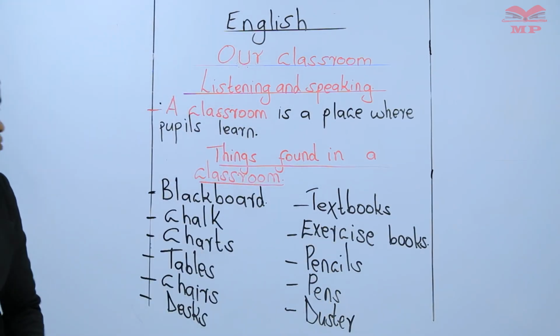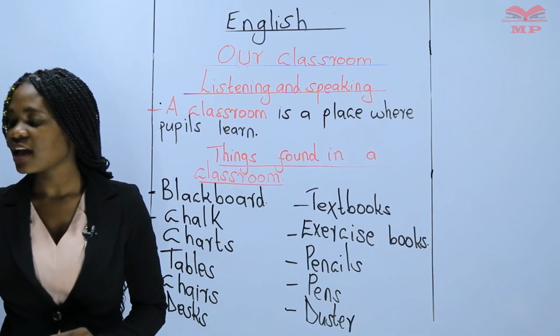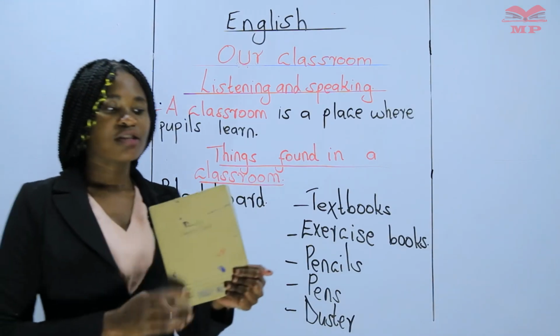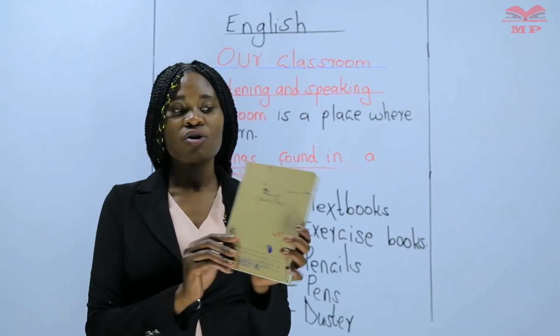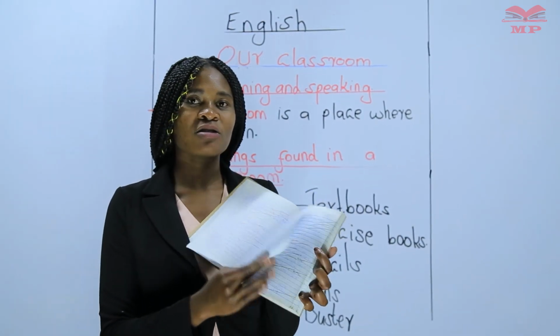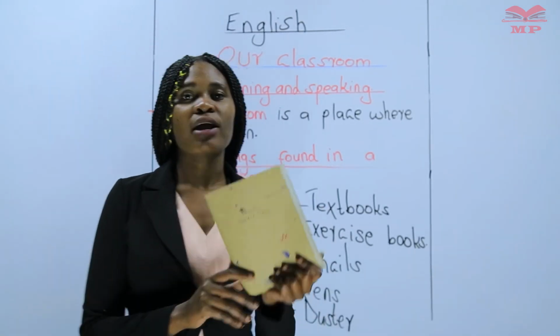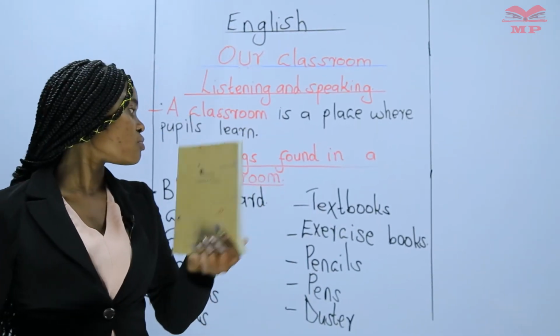Then we have exercise books. So I have an exercise book here. So this is an example of an exercise book where you write your work, and make sure when you copy your notes, your teacher is also marking your work. So this is an exercise book, and we write in an exercise book.